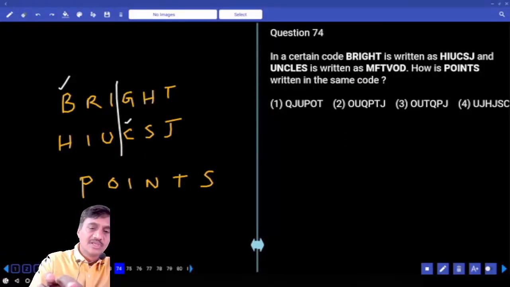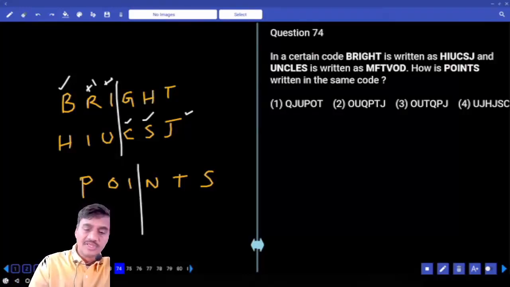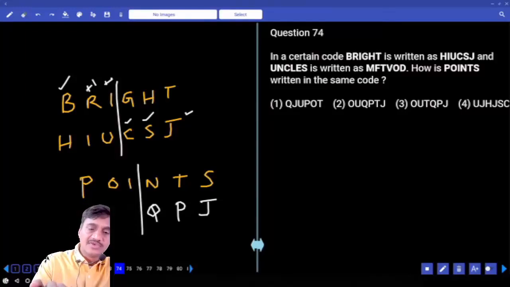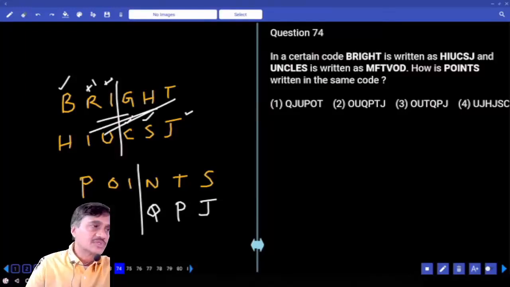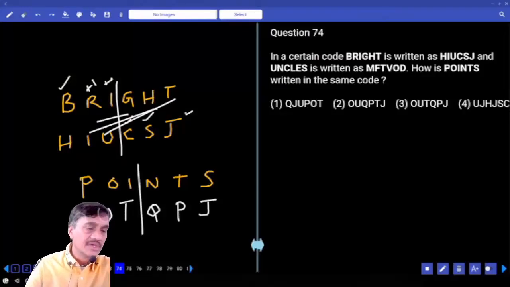B plus 1 is C. R plus 1, yes. I plus 1 is J. And the letters in the first half are each written plus 1, plus 1, plus 1. For the second one, P plus 1 is Q, O plus 1 is P, I plus 1 is J. And in the same way, G and H: G plus 1 is H, H plus 1 is I, T plus 1 is U. And here again, N plus 1 is O, T plus 1 is U, S plus 1 is T. And so it is UT, QPJ, choice 3, question number 74.